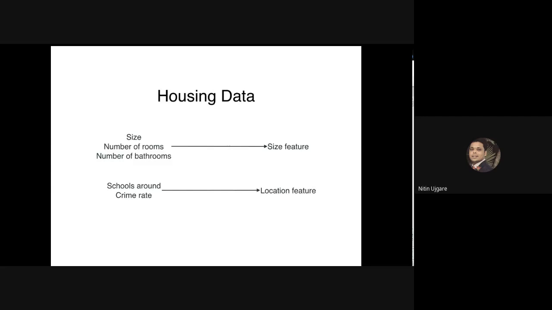Location is pertinent to the schools around, the crime rate, the shopping malls, the hospitals, and whatnot. And the size feature actually better represents the first 3 columns, that is, the size of the house, whether it is a big house, the number of rooms, how many rooms there are in the house, and then the number of bathrooms and so on, right? So I would better represent the first 3 columns using a single column called the size feature, and the remaining 2 columns using the location feature.